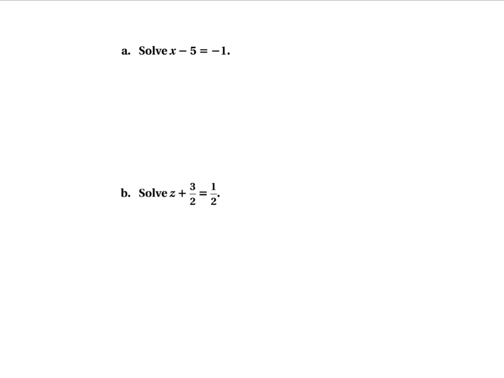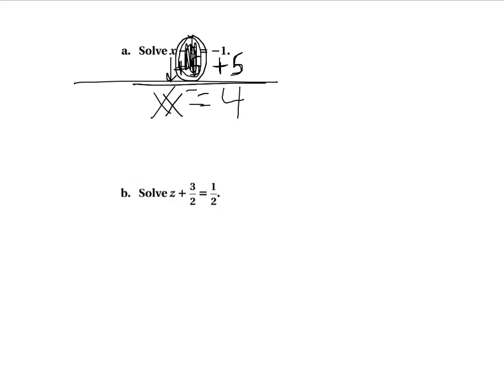Alright, let's get a little more complicated now. X minus 5 equals a negative 1. I want to get x by itself. Since it is a minus 5, I have to do the opposite operation to do plus 5 to both sides. Because minus 5 plus 5 is going to get me 0. Bring the x down. I just have x. Negative 1 plus 5 gets me a positive 4.